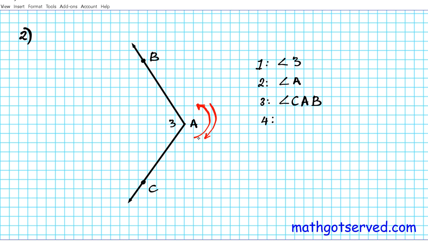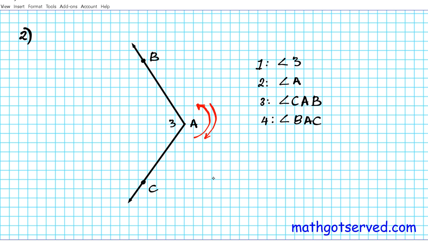Now the last one, we're just going to go in the clockwise direction. So this one first, this point second, and this point last, to generate another way to name the angle. So the fourth way that we can name this angle using the clockwise directional rotation is angle BAC. Alrighty, so these are the four ways that you can name this angle.